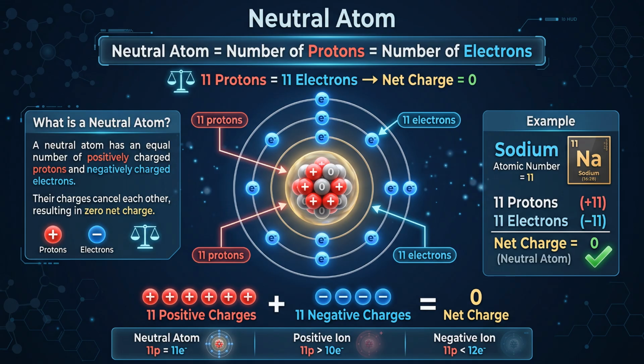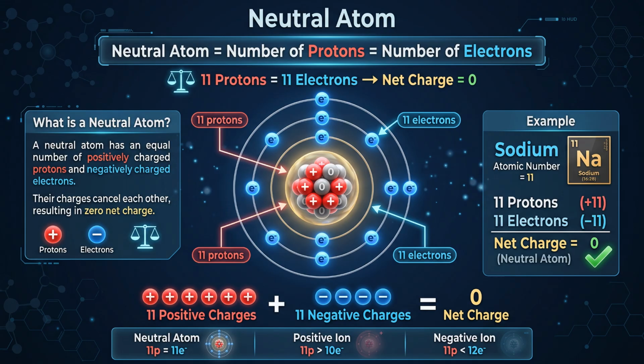Number of protons equals atomic number in a neutral atom. Number of electrons equals number of protons. Net charge equals positive charges plus negative charges, which equals 0. These simple principles form the foundation for understanding ions, chemical bonding, electricity, electrochemistry, and many advanced topics in chemistry.